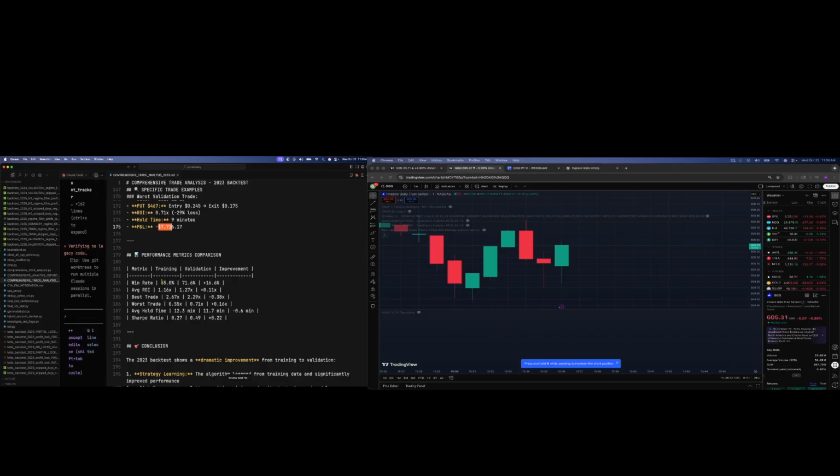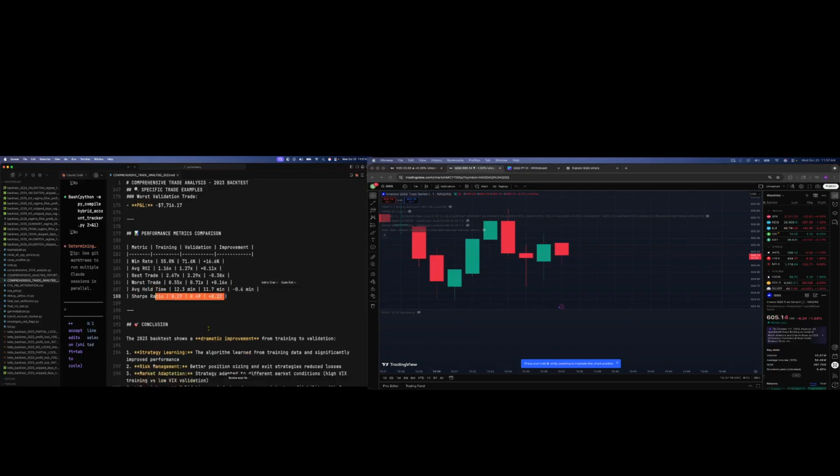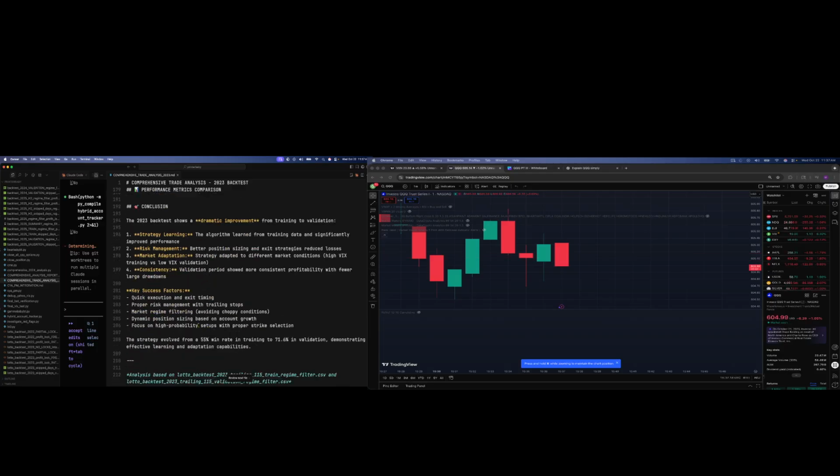Metrics. We have the win rate of 55% in training, 71% in validation, about a 60% improvement. The average ROI is over 100%. Best trade is over 200%. Worst trade is under 100%. The average hold time is under 15 minutes. I love it. Sharp, it could be a little bit better.